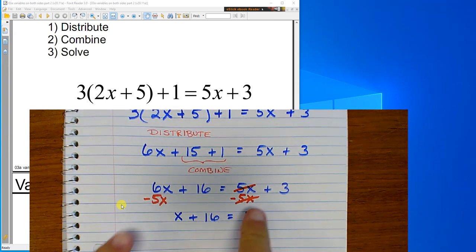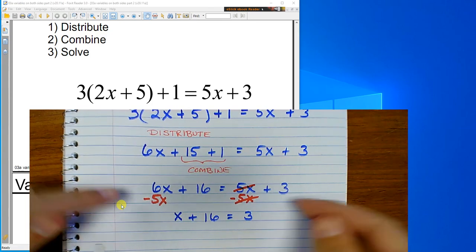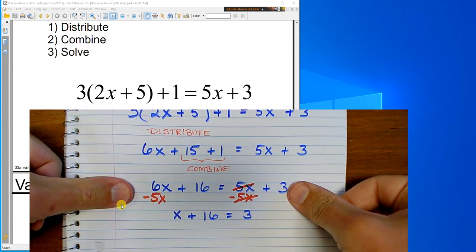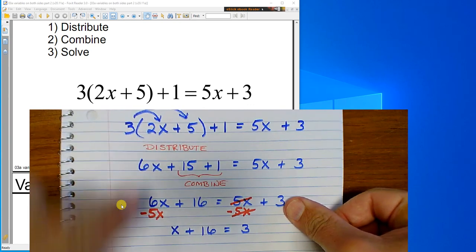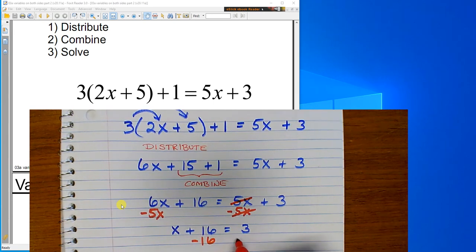Remember, this was the one new step in our flow map. Just right there. This step right there. That is the lesson. Everything else we've done before. Let's subtract 16 from both sides. So minus 16, minus 16. Little one-step equation. x equals negative 13.